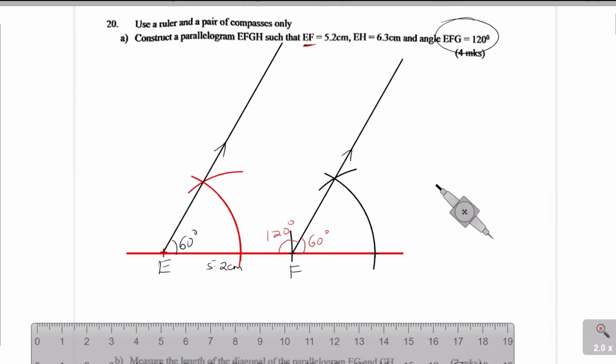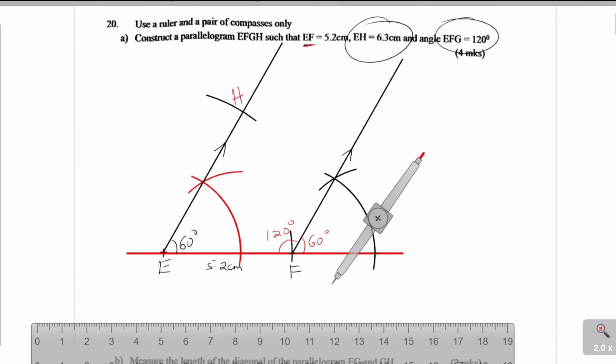So now it's time to get EH. EH should be 6.3 centimeters, so you just take a measurement of 6.3. Standing at E, I take my pair of compasses, which is calibrated and showing the measurement 6.3. Mark an arc with that. This point that we've marked here is now H.